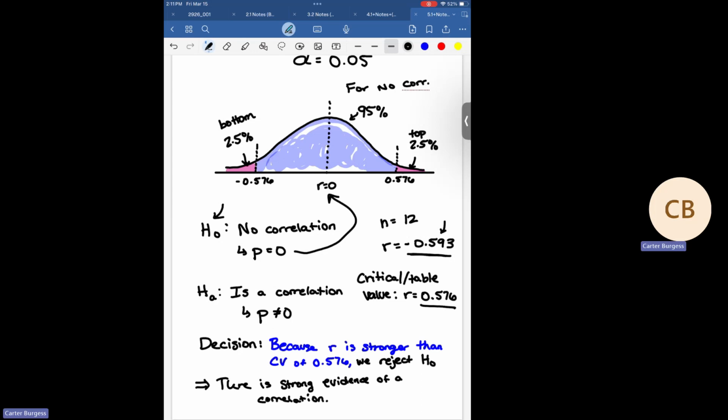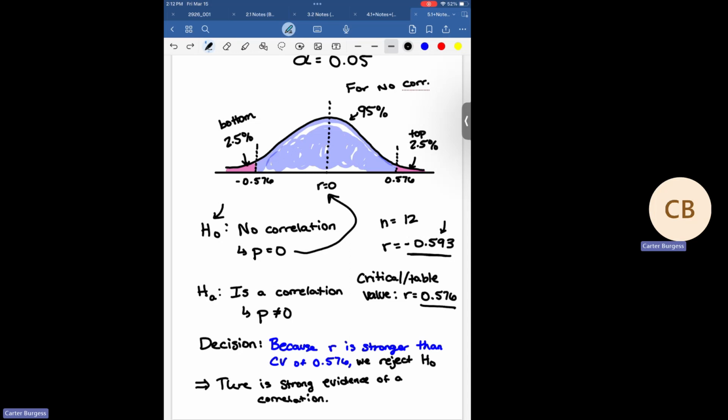Yeah, we actually do have good evidence, because seeing an R value as strong as negative 0.593 from a sample of 12 should be happening less than 5% of the time, seeing something that strong. And so we say, well, if that's going to happen less than 5% of the time, then it's more likely that this is not the actual population, that this is not the correct normal curve, that in fact the R value is somewhere else. Probably more negative, right? Probably this way.